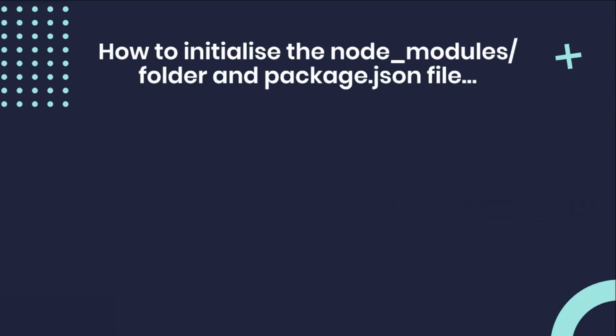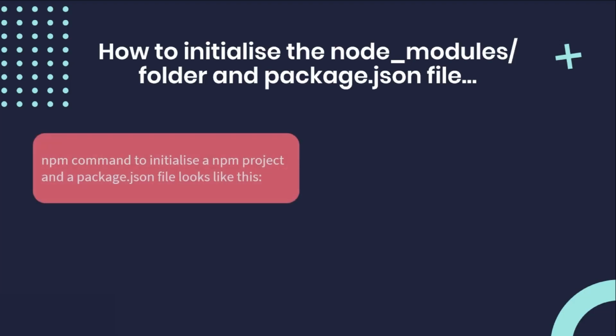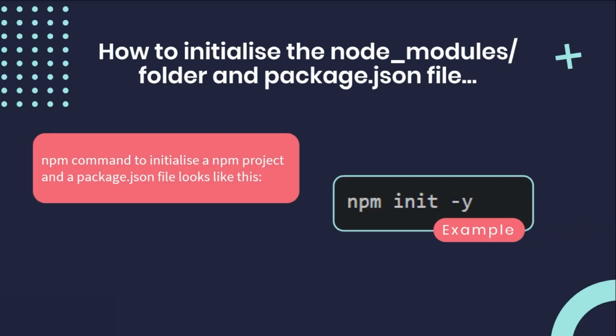But how do we initialize the node modules folder and package.json file for our project in the first place? There is an npm command to initialize an npm project and thus a package.json file. Only when we have that file can we install new local packages via npm, and the command looks like this. The -y flag is a shortcut to initialize all the defaults in our package.json.